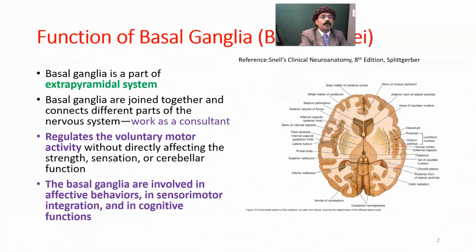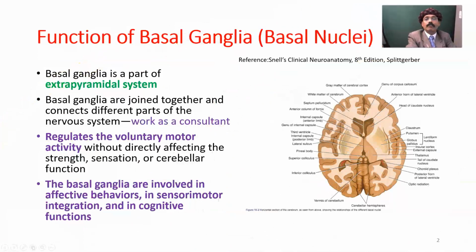Functions of basal nuclei. What are the functions? Basal ganglia or nuclei are part of the extrapyramidal system. Basal ganglia are joined together and connect different parts of the nervous system and work as a consultant. It receives information from different parts of the central nervous system, modulates that information, and sends it back to the area from where it received the information.